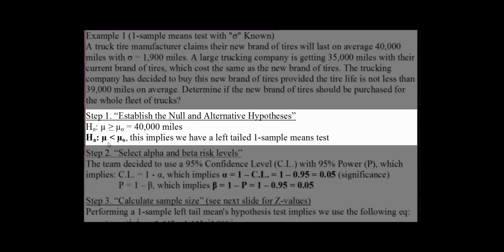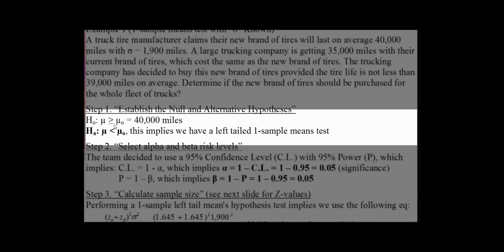The alternative hypothesis is what we are trying to prove. And in this example, I'm going to try to prove that the tires actually get 39,000 miles or less on average. And if I can prove the alternative, I will not buy the tires. Because my alternative is mu less than mu naught, my null hypothesis is going to be mu greater than or equal to mu naught.